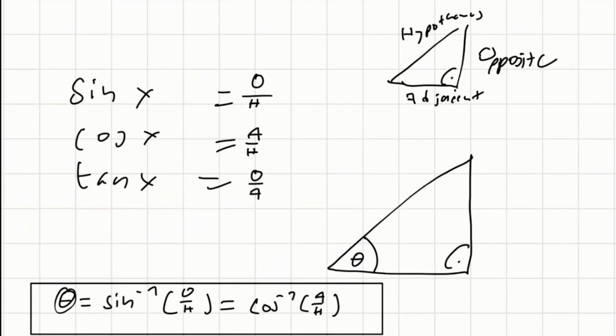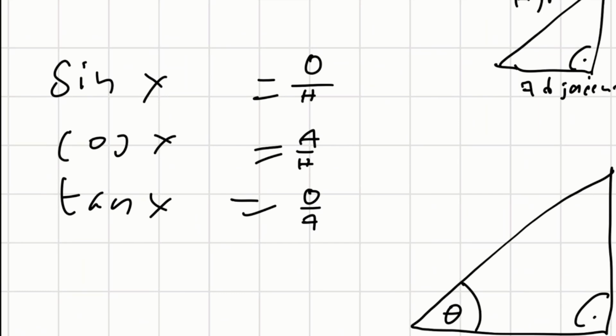We know that sine of x is equal to the opposite side divided by the hypotenuse, cosine of x is equal to the adjacent side divided by the hypotenuse, and tangent of x is equal to the opposite side divided by the adjacent. Be careful, you could write, instead of x, theta. Theta is just like the degree which you get.